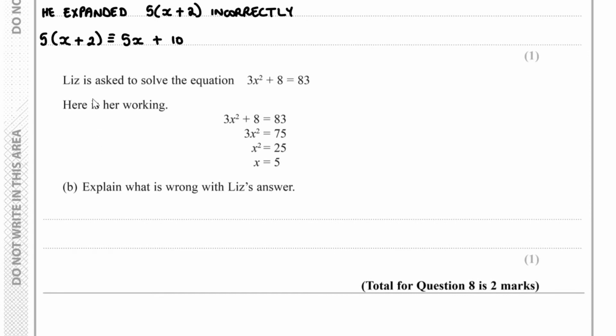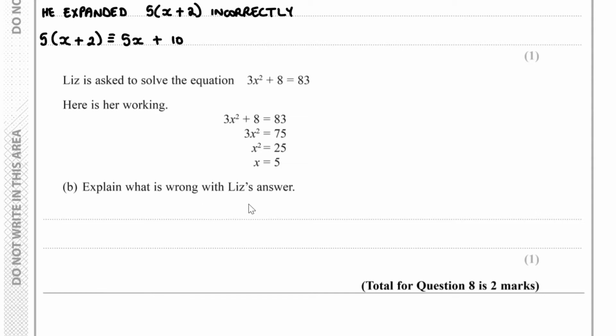Now, for the other part of the question, Liz is asked to solve the equation 3x squared plus 8 equals 83. Here is her working. So first of all, subtracting 8 from both sides, we get 3x squared equals 75. Dividing both sides by 3, x squared is equal to 25. And they've written down x equals 5.